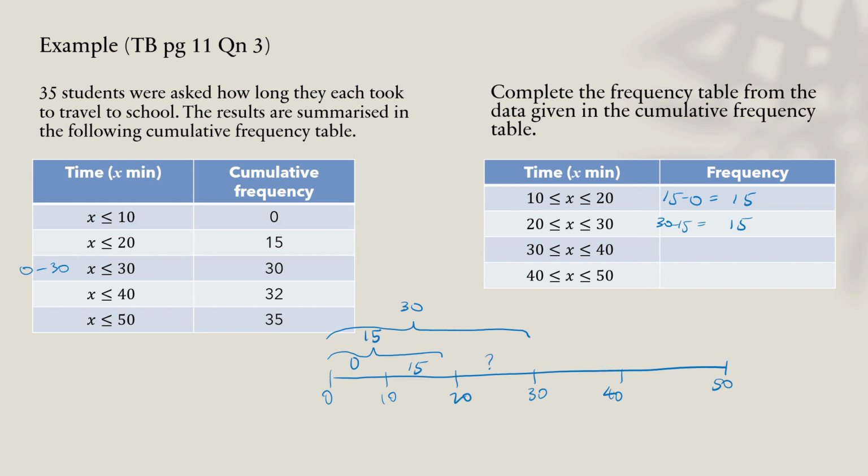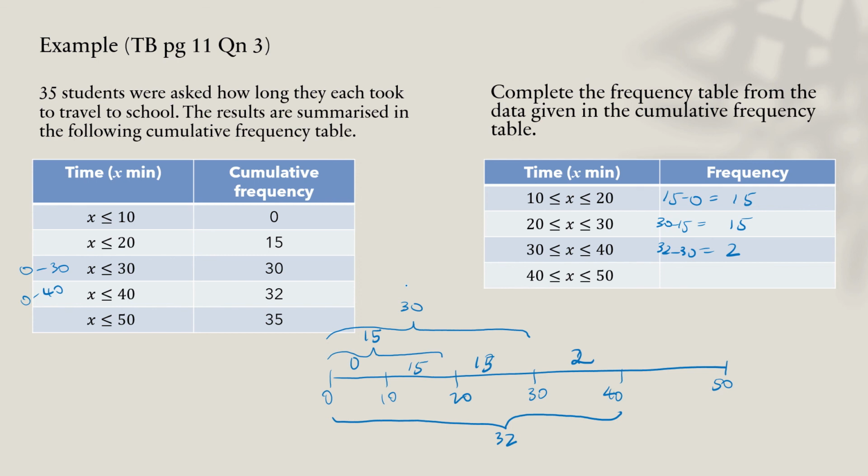Okay. So we carry on doing the same thing for the next two classes. 30 to 40 minutes, we want this one. So we have between 0 to 40 as 32 students. So this up to here is 32 students. We know that from 0 to 30 is 30 students. Therefore, this class will only have 32 students minus 30 students. Only 2 students will have taken between 30 to 40 minutes.